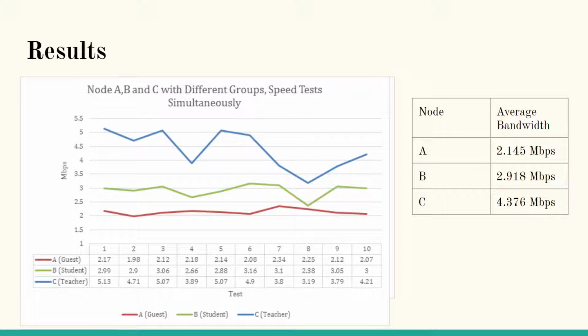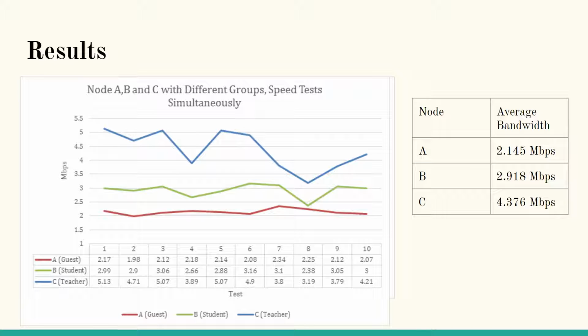This is a sample result from a simple experiment that we made. We did a simple test from node A, node B, and C, and these nodes are assigned to each different group. We did the simple speed test, and we discovered that after 10 trials, the average bandwidth of each group is near the said settings for each group.